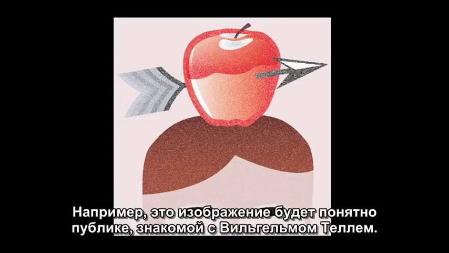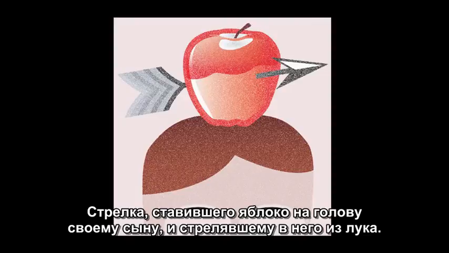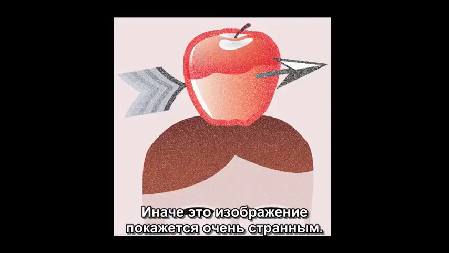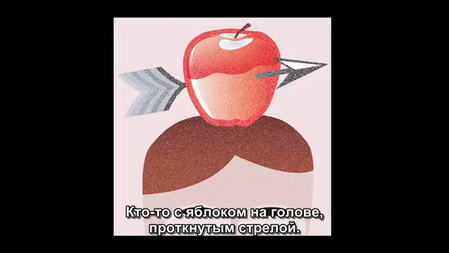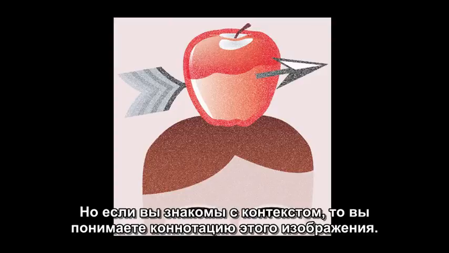So with this image, for instance, it relies on the audience knowing the story of William Tell, of the archer placing an apple on his son's head and shooting it with a bow and arrow. Otherwise this image might just seem very strange, somebody with an apple on their head with an arrow through it. But if you know the context, then you really understand what the connotation of this image is.